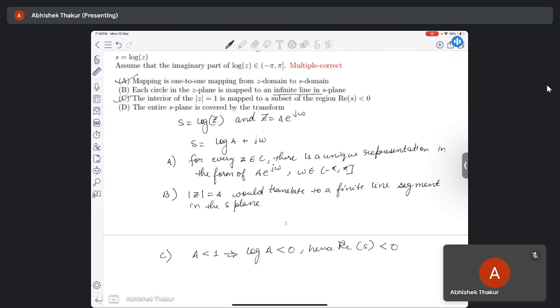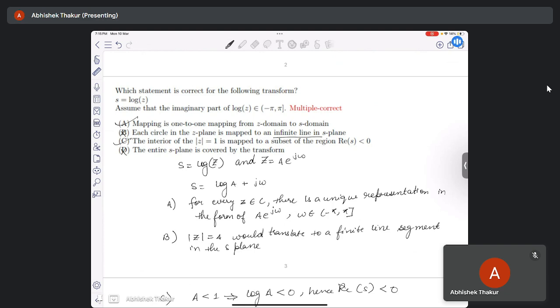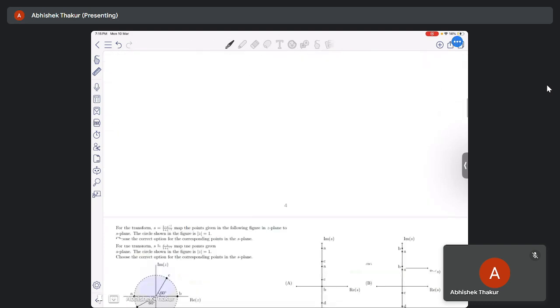Now for option D, the entire S plane is covered by the transform. The entire S plane is not covered by the given transform, so option D is incorrect. So for question number 2, option A and option C are the correct options. Now we'll move on to the next question.